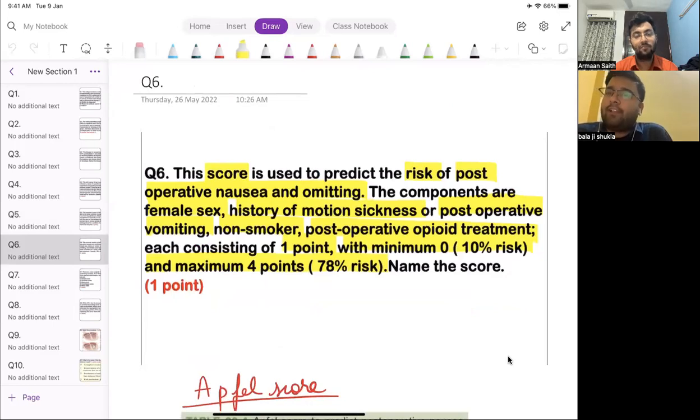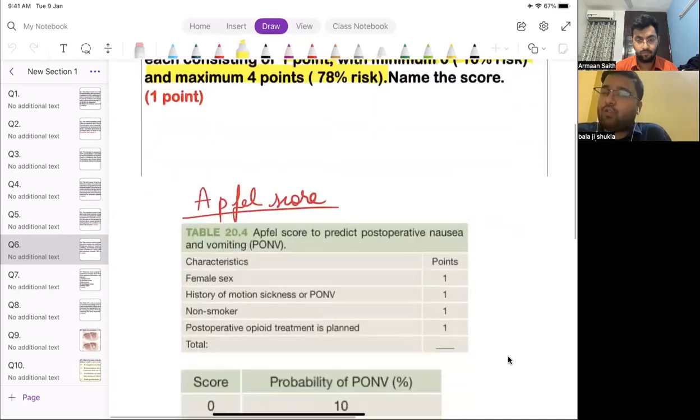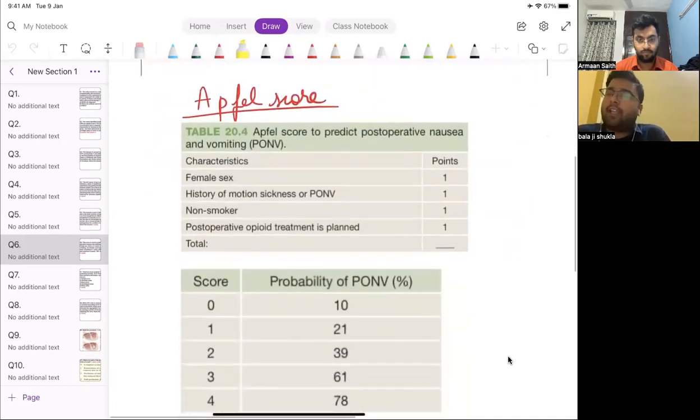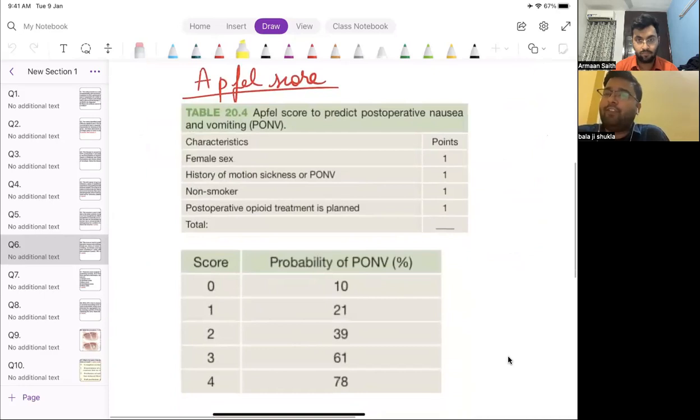So this is a direct question, which is asking about a score used to predict the post-operative nausea and vomiting. This score consists of 4 parameters: the female sex, history of motion sickness or post-operative vomiting, non-smoker status, and the post-operative opioid treatment. Each parameter consists of 1 point with score minimum of 0 and maximum of 4 points. The score is known as Apfel score. This is a direct table taken from the Bailey and Love, and we feel this might be a potential question for you.